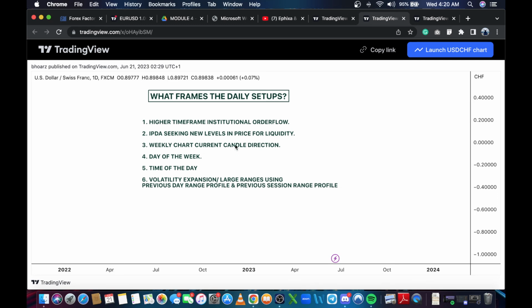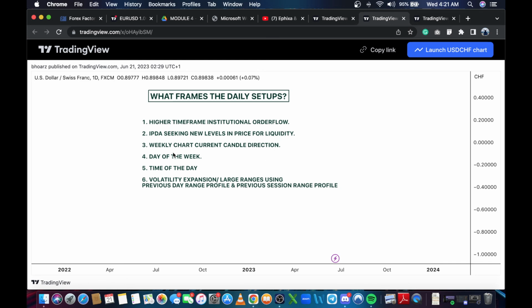Again, it's all about profiling the market and price fractal. A reversal on the daily range is not necessarily a reversal on the weekly range or candle. It's just going to be a retracement on the weekly candle. So you need to understand if your weekly chart current candle is poised for expansion in direction of order flow or not.